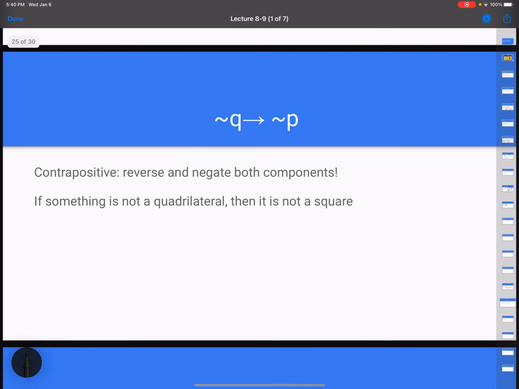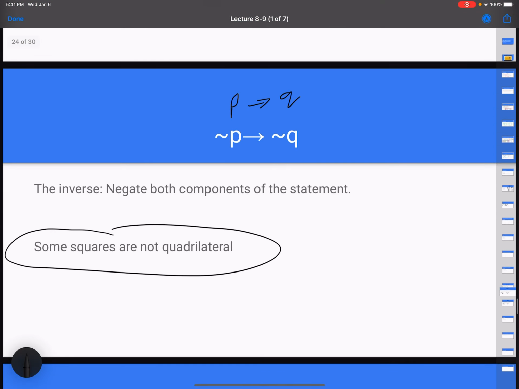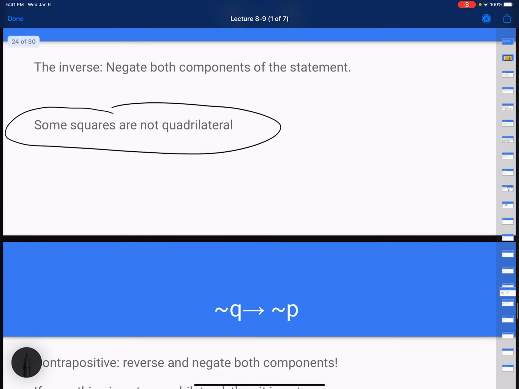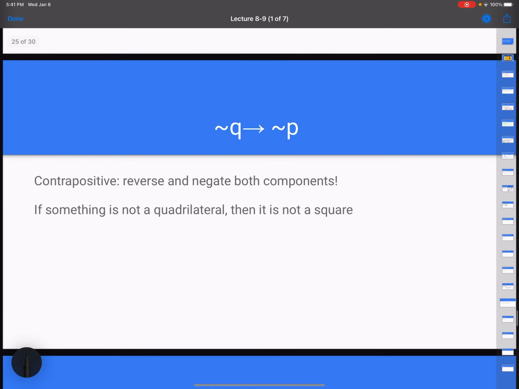Now moving forward, we have the contrapositive. If a statement is true, the contrapositive, unlike the other two, is always true. So when we do the contrapositive, we do both the converse and the inverse. We flip the P and Q and negate both pieces. So here we have, if something is not a quadrilateral, then it is most certainly not a square. And once again, the contrapositive is always true.